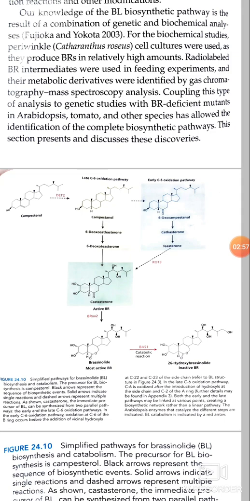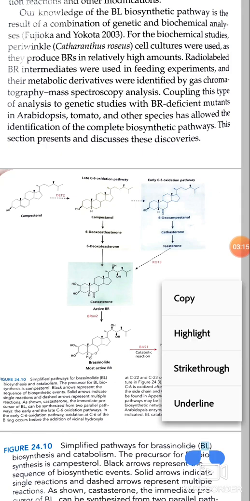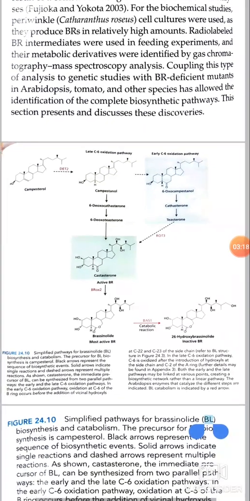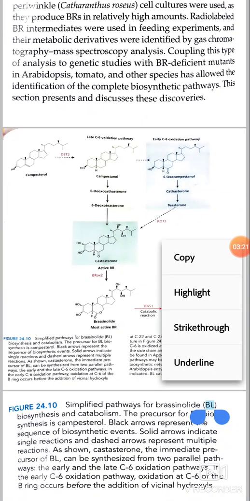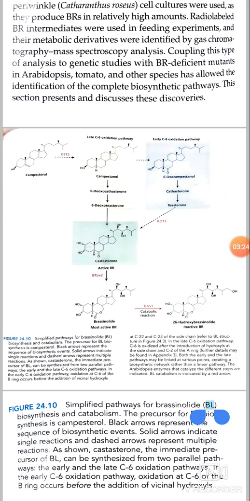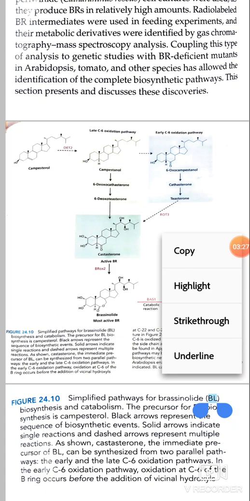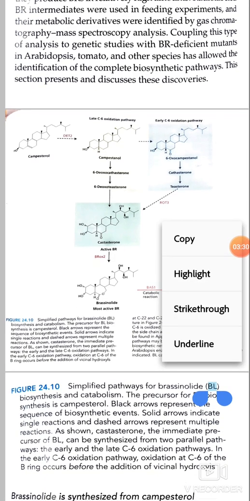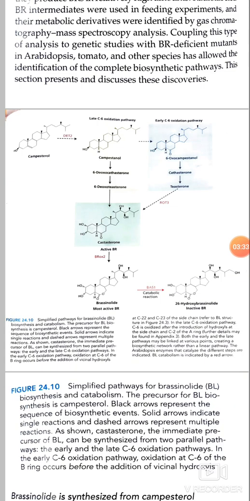Black arrows in the diagram represent the sequence of biosynthetic events, and solid arrows indicate single reactions, and dashed arrows represent multiple reactions. Catasterone, the immediate precursor of brassinolide, can be shown synthesized from 2 parallel pathways, the early and the late C6 oxidation pathways.